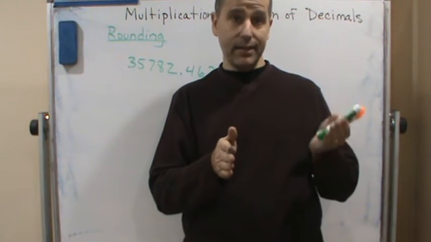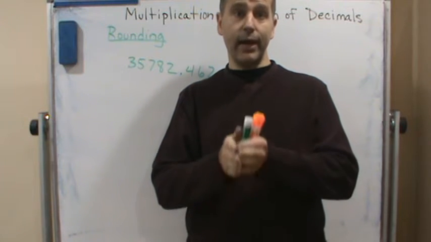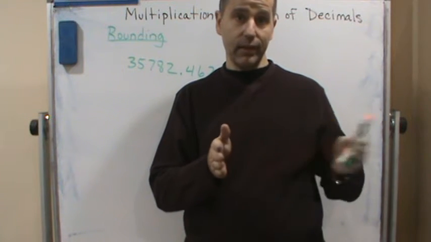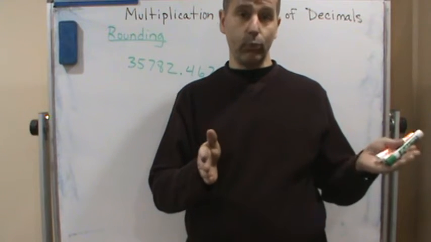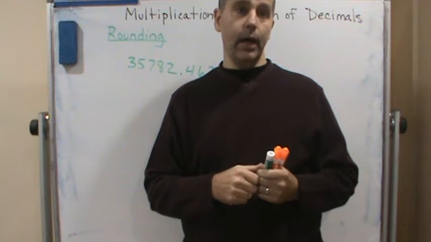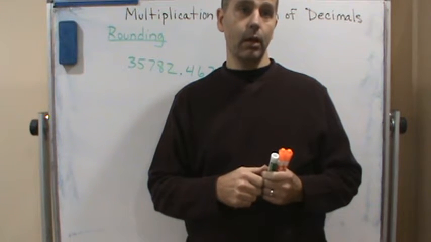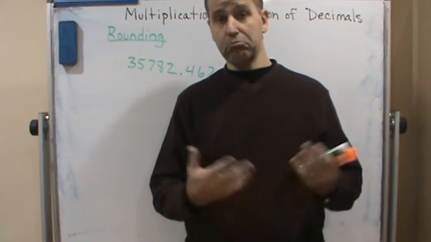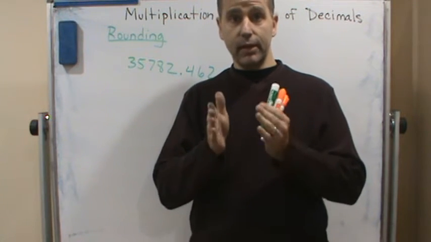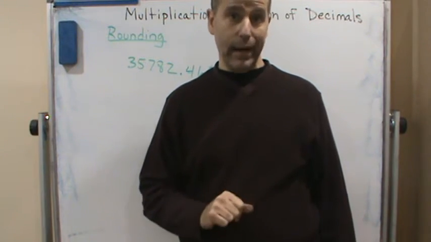And if that digit is 5 or higher, then the place value will be rounded up, and everything to the right will be 0. If it's 4 or less, then the digit will stay the same and everything gets truncated on the right.